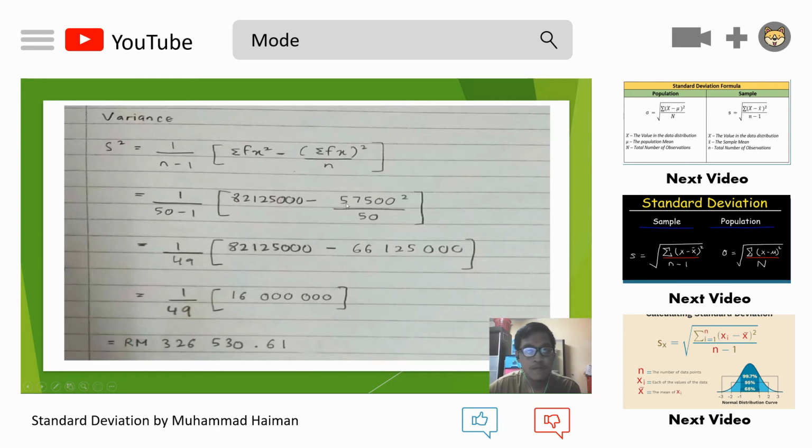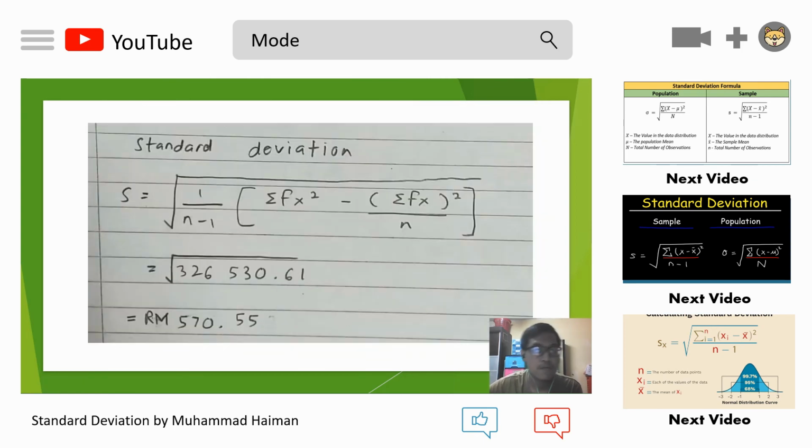Then I will solve the 57,500 powered by 2 divided by 50. It's going to become 66,125,000. So now we can just solve the equation in the bracket. 82,125,000 minus 66,125,000 equals 16 million. Now we can just solve the equation. 1 over 49 times 16 million. So the value of the variance will be RM 326,530 and 60 cents.